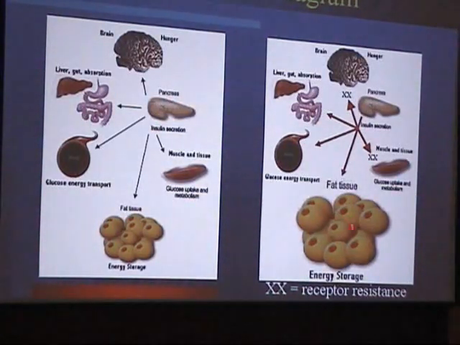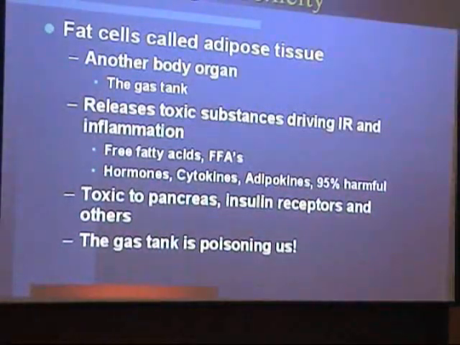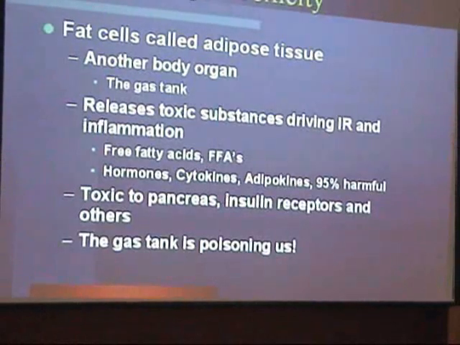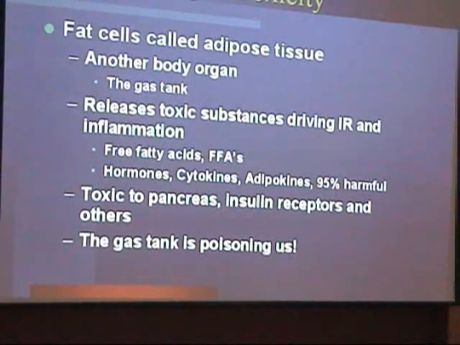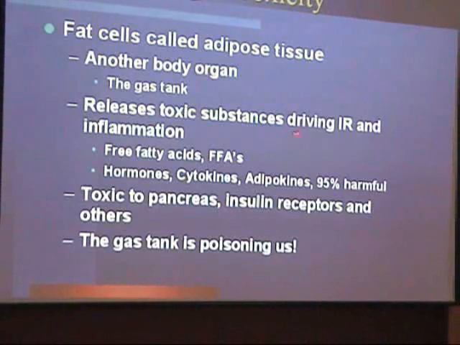So now what I want to talk about is the next medical condition, which is adipose organ toxicity. And so the idea is that the gas tank, or this organ, which we refer to now as the adipose tissue, is a toxic organ to our body. And it releases toxic substances that drive insulin resistance and inflammation. And it's toxic to every cell in our body.